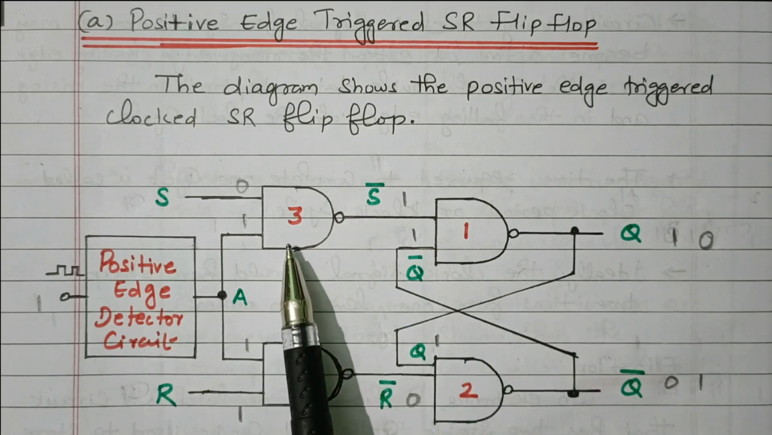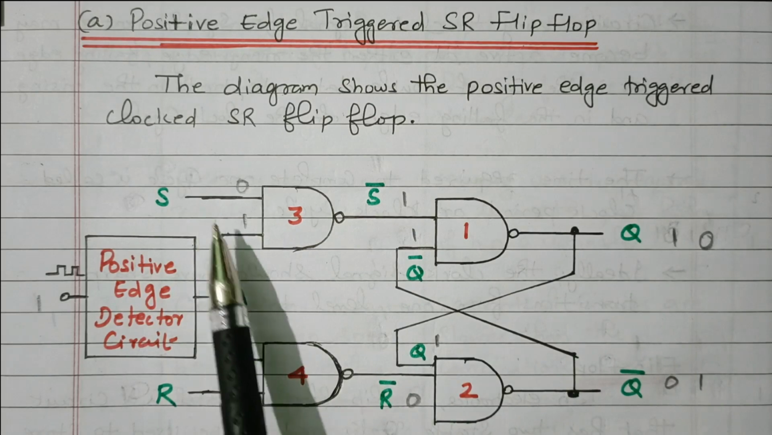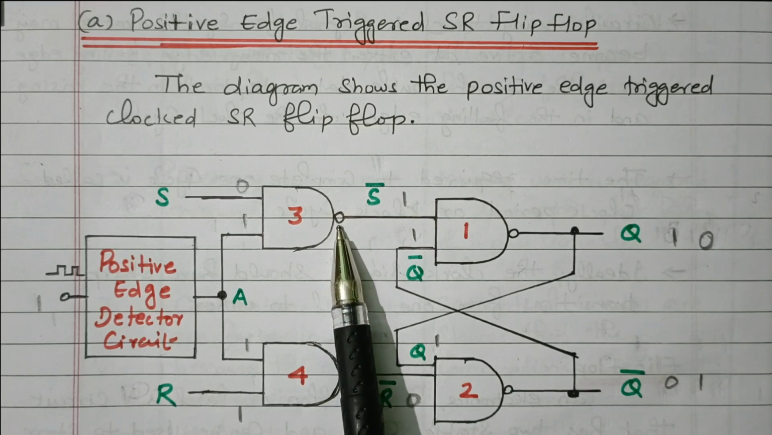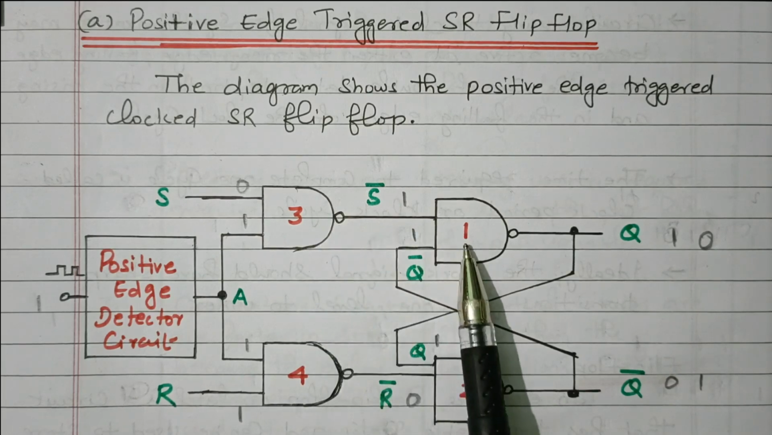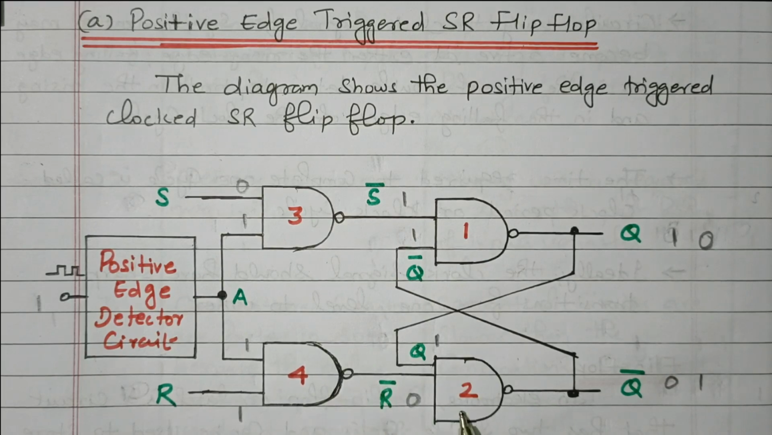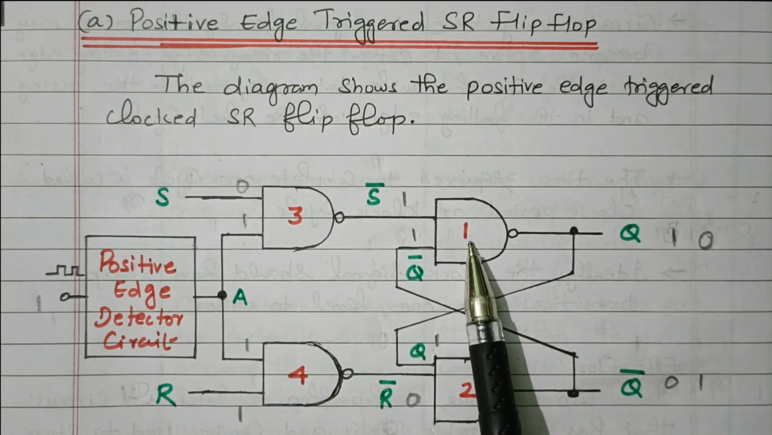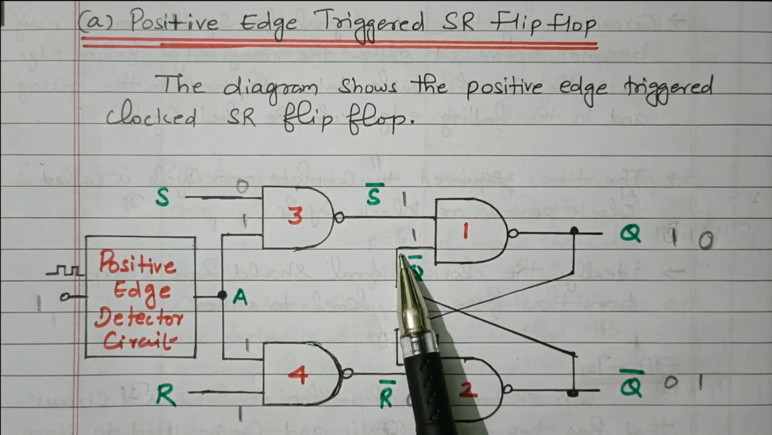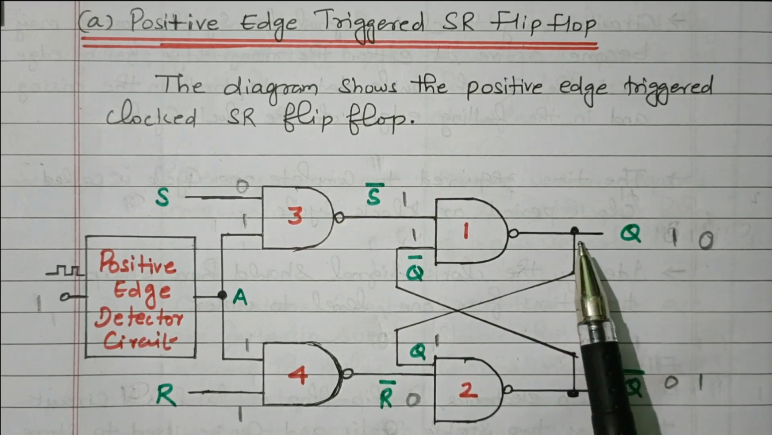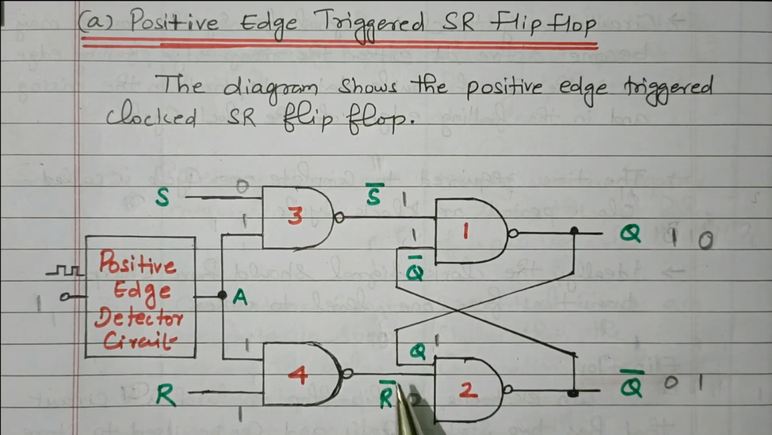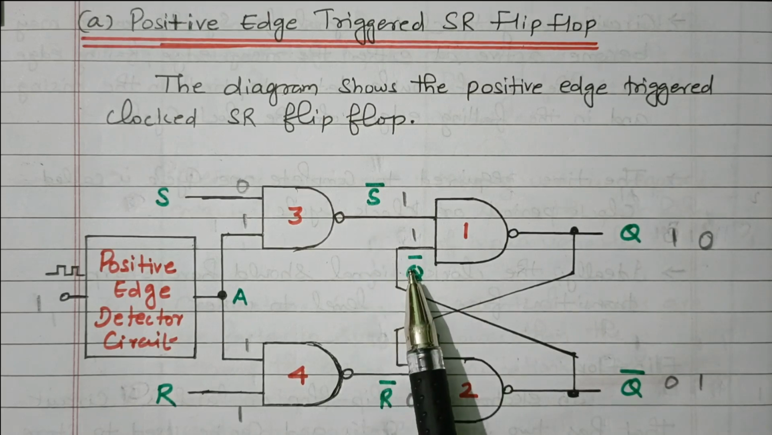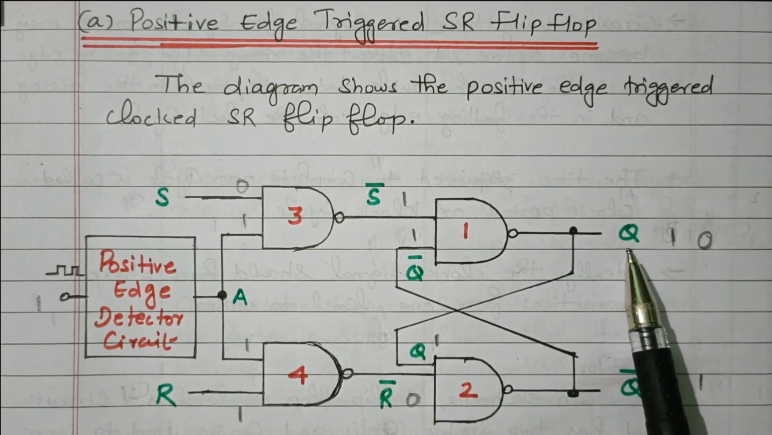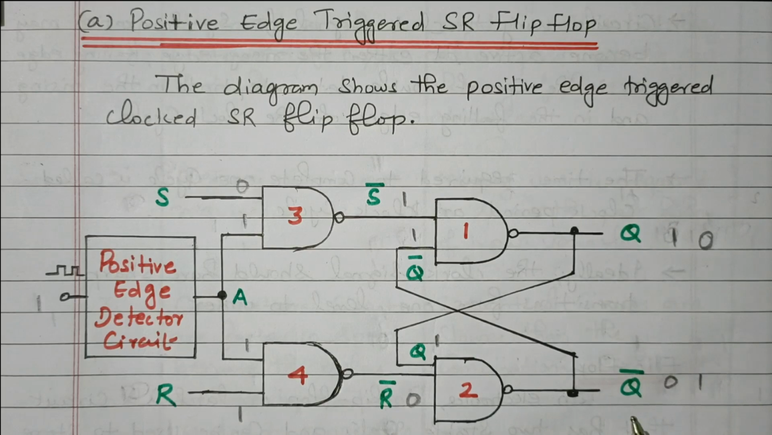Right. So in NAND gate 3, S input and clock pulse. NAND gate 4, R input and clock pulse. The output of NAND gate 3 is connected to NAND gate 1. Gate 4 is connected to NAND gate 2. NAND gate 1 gets the complement of the output, Q bar, connected. In the second NAND gate, the output Q is connected, right? So here we have S bar and Q bar, here R bar and Q. So this is the present state, Q bar, the complement of the output.